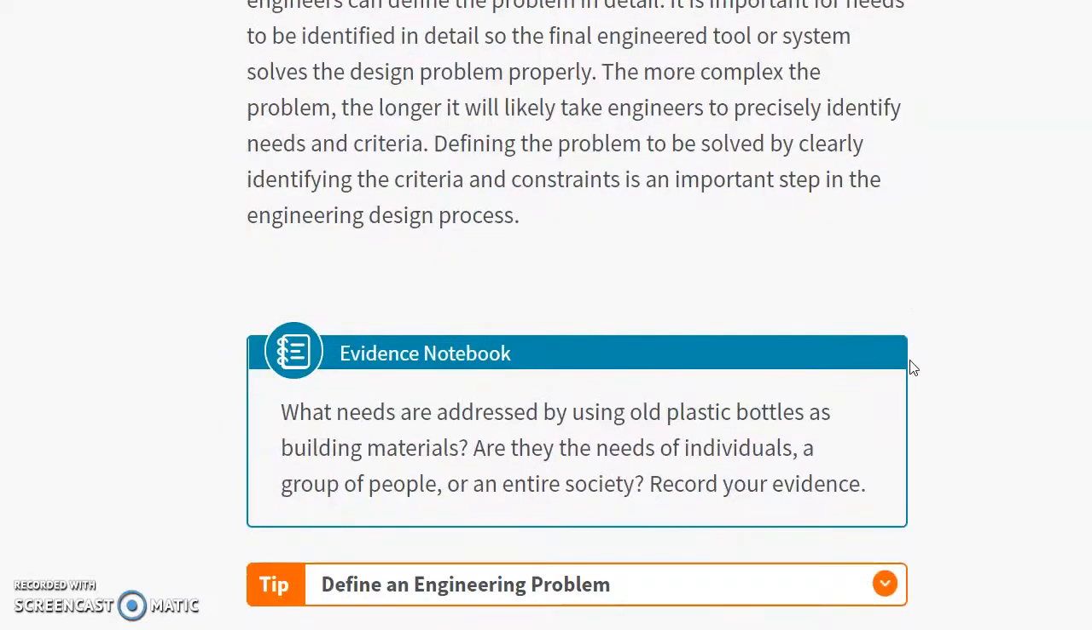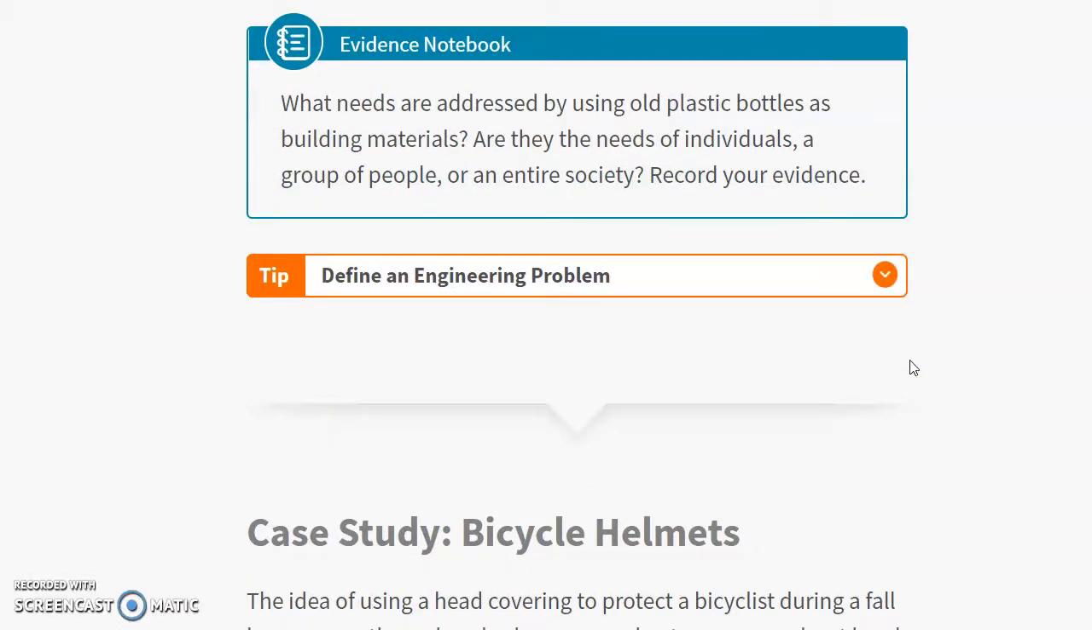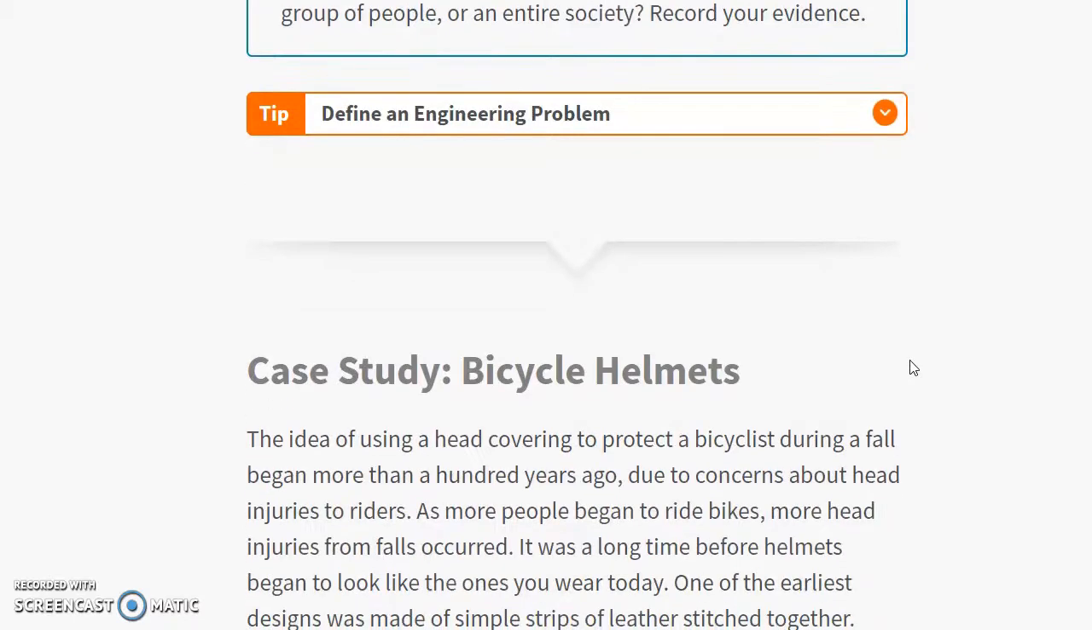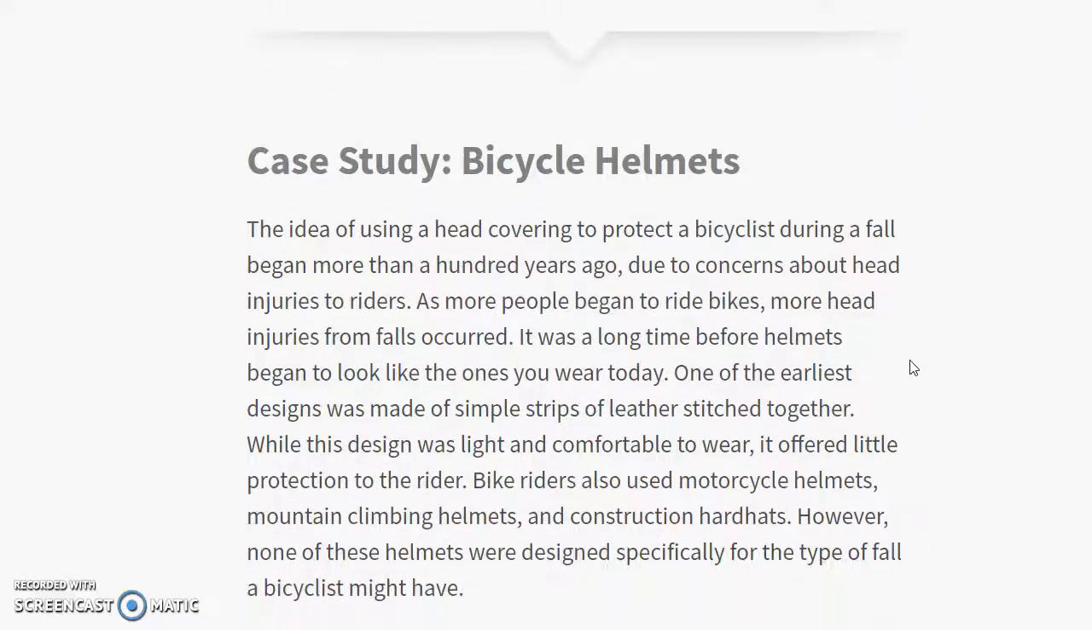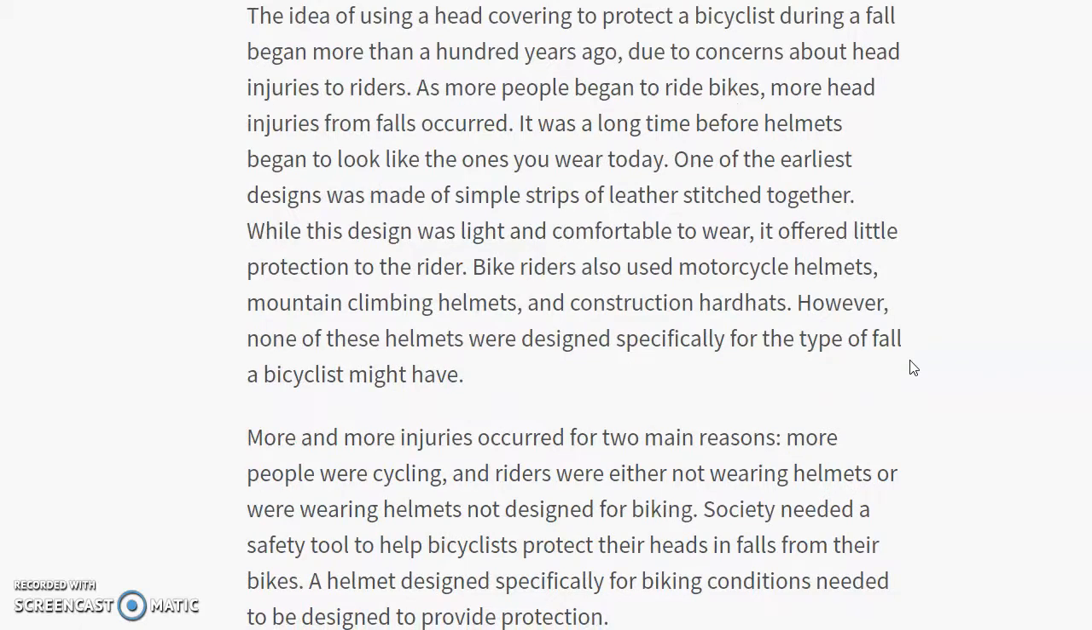Okay, so now they're just talking about different types of problems and what needs are addressed by using old plastic bottles. Remember, we talked about how that's helping an entire society on that island, because it's giving them houses and insulation so that they can survive there and not have to spend a lot of money.